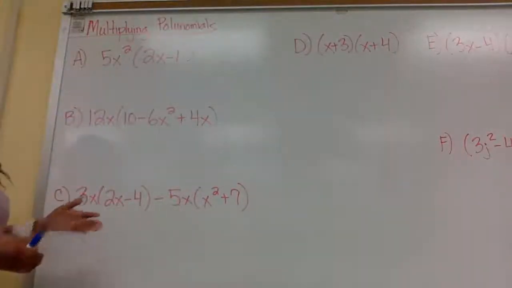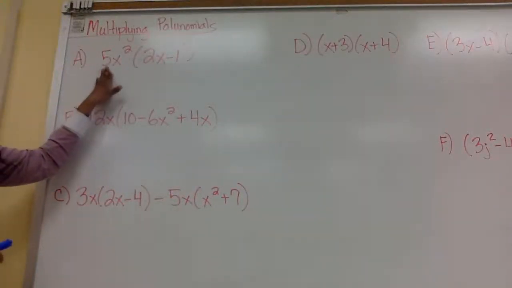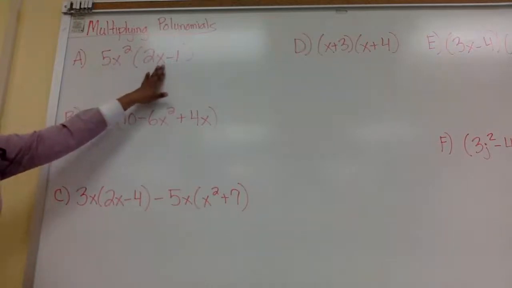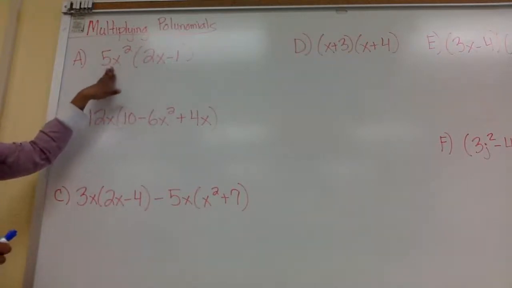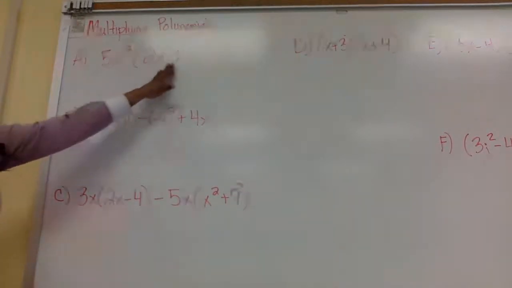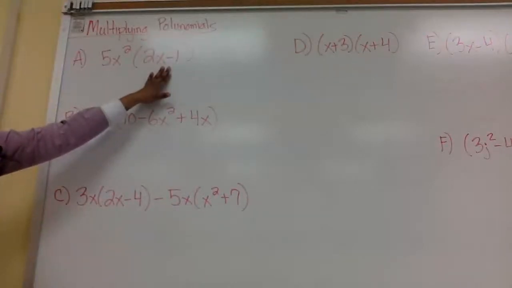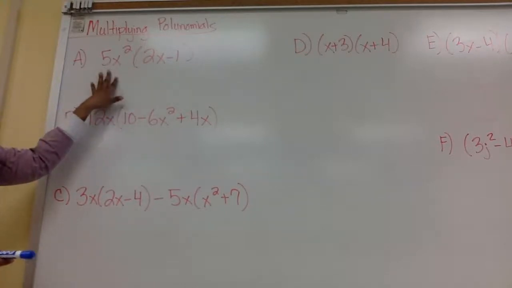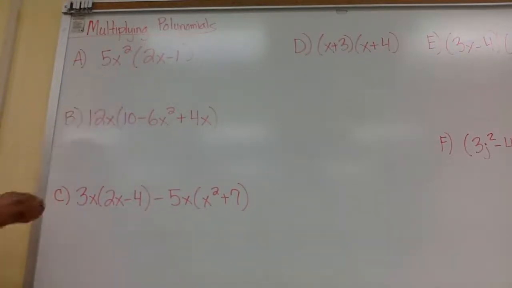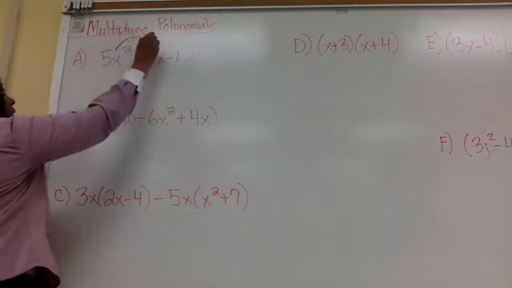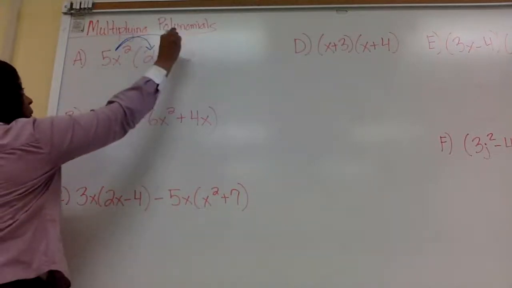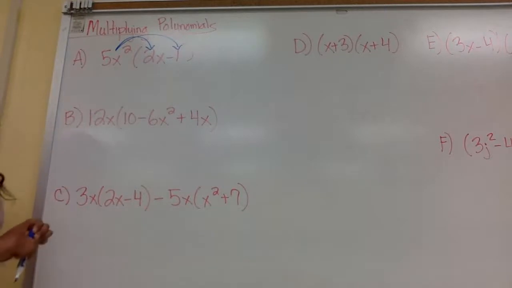So let's get started. The first one we're going to multiply is 5x squared times 2x minus 1. So we have a monomial on the outside, and we're going to multiply by a binomial on the inside. We're going to multiply this using the distributive property. Take whatever's on the outside, you need to put arrows, and multiply it by whatever is on the inside.